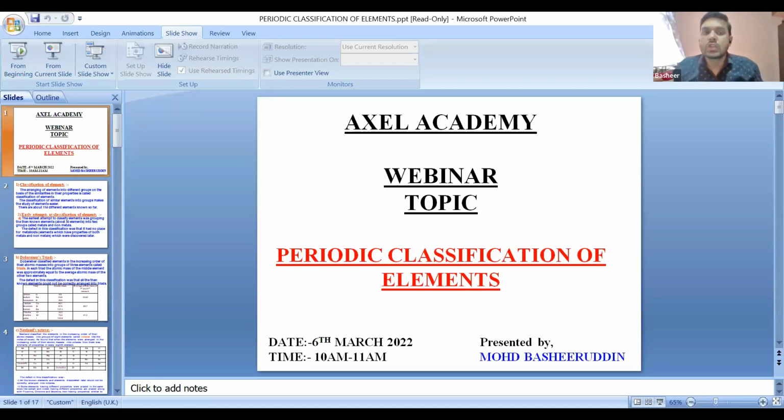So in his triads, what he said was that the atomic mass of the middle element was approximately equal to the average atomic mass of the other two elements. If you can see in the table, the first column: lithium, Li, sodium, Na, and potassium.